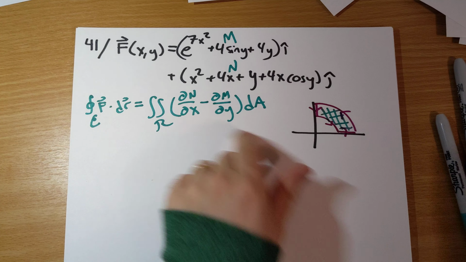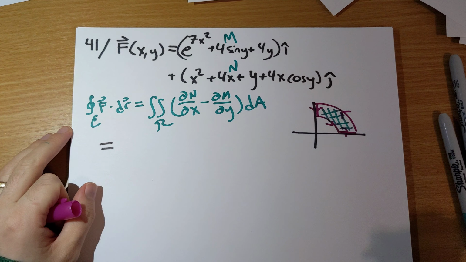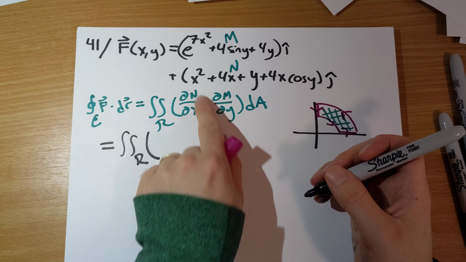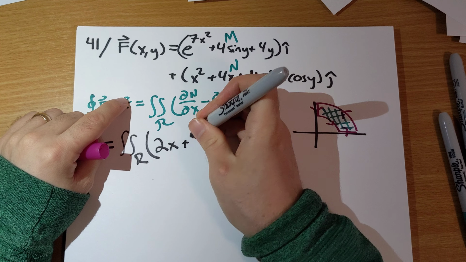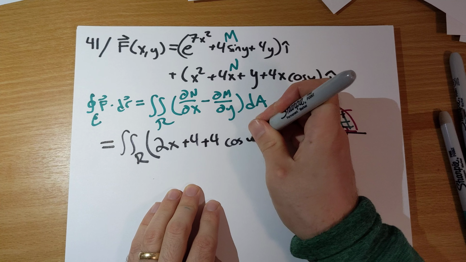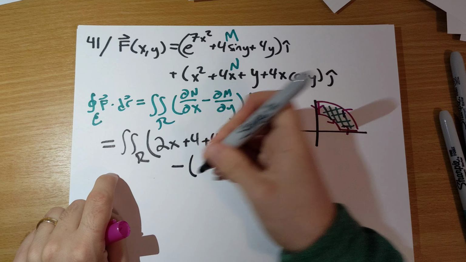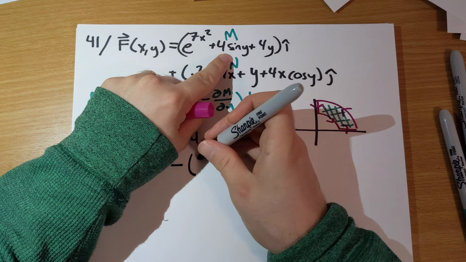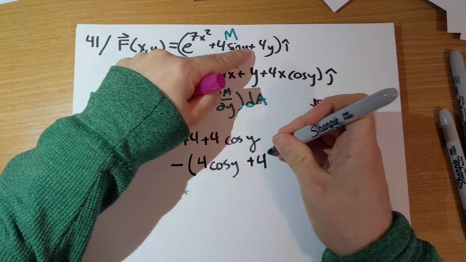Well, what is the integrand here? Let's compute that. The integrand is going to be the partial derivative of N with respect to x. The partial derivative of this with respect to x will be 2x plus 4 plus 0 plus 4 cosine y, minus the partial derivative of M with respect to y. The partial derivative of this with respect to y is 0. The partial derivative of this with respect to y is 4 cosine y plus 4.